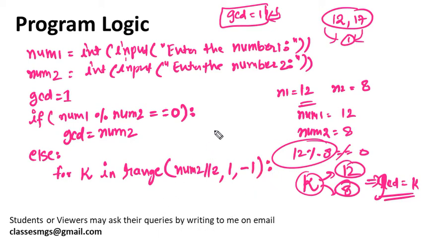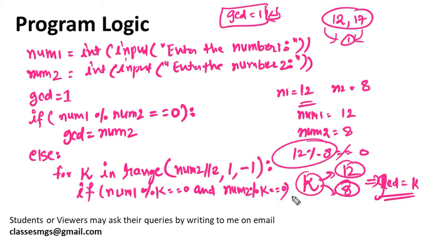You should know the range function. And then if this number k divides both numbers, number 1 % k equals 0 and number 2 % k equals 0, in that case the GCD will be this number k, because GCD is any number that completely divides both n1 and n2. We check whether k divides number 1 and number 2, and both conditions should be satisfied. You should know how the AND operator works.